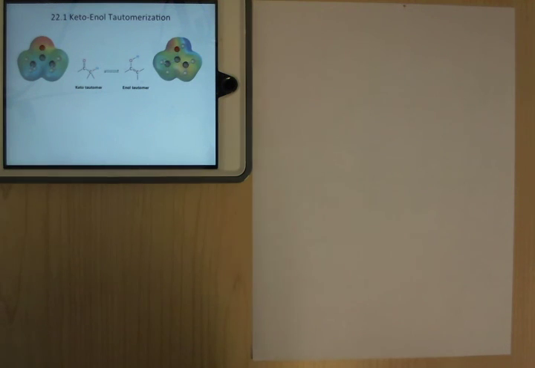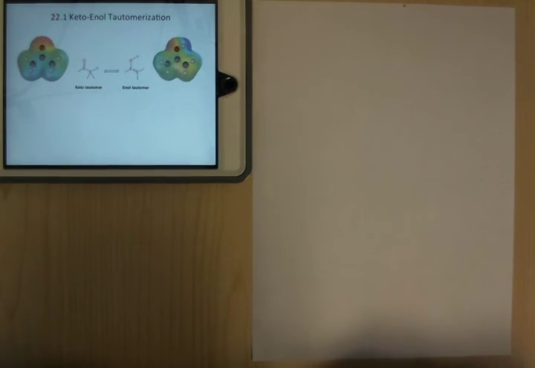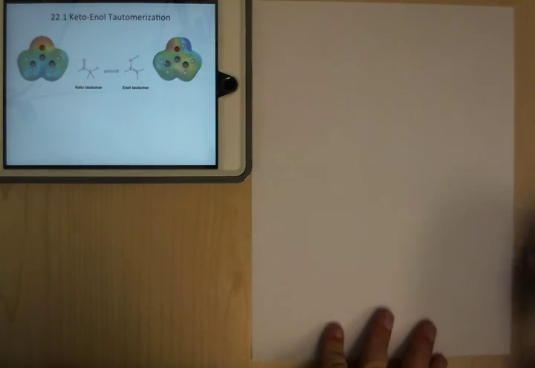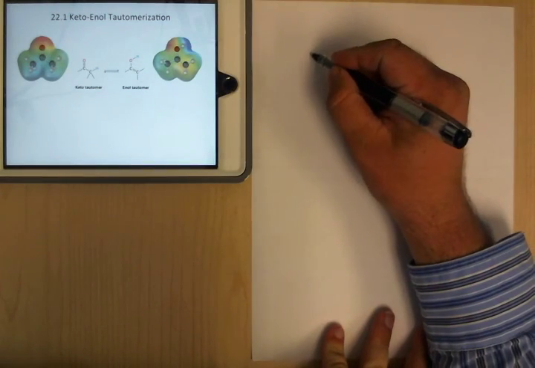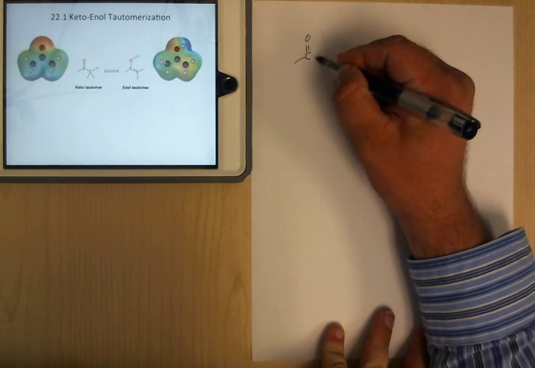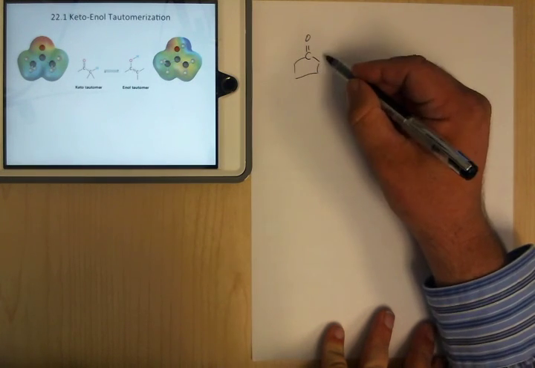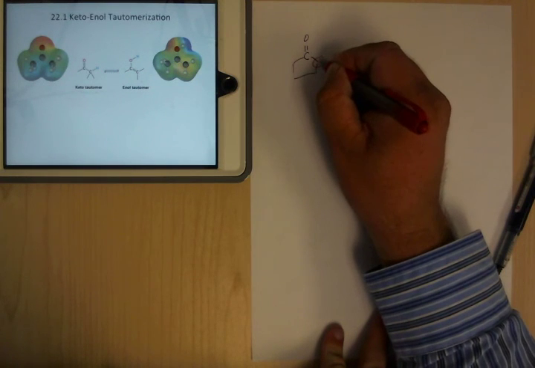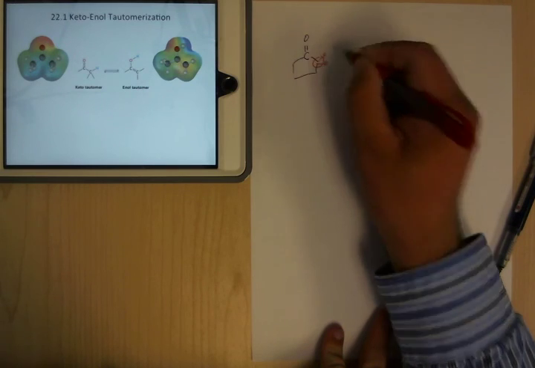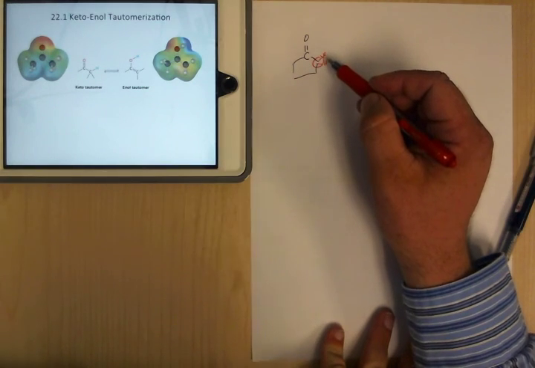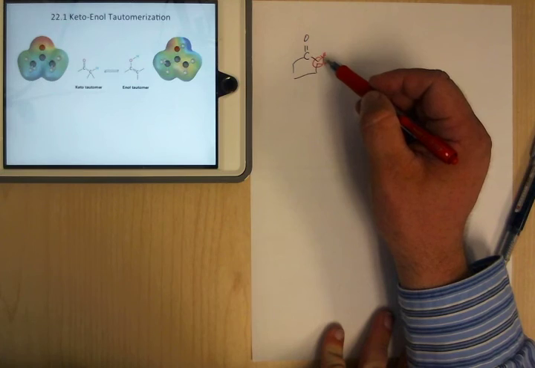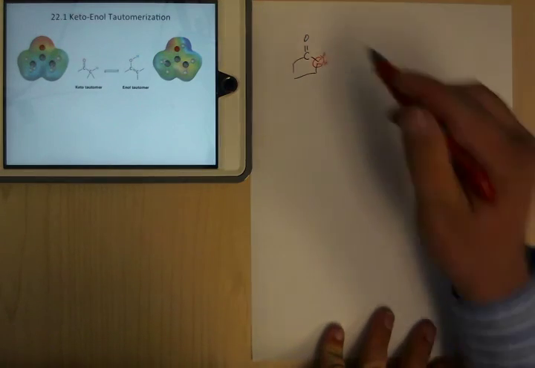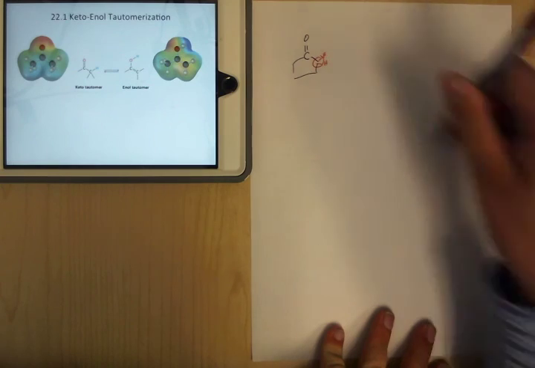Okay, chapter 22. This chapter we're going to be talking primarily about keto-enol tautomerization, and effectively what this chapter is all about is the fact that when you have a carbonyl, C double bond O, what we're going to do is take the carbon next to it, as long as it has a hydrogen, and turn that carbon into a nucleophile. The way that we can do that is tautomerization.